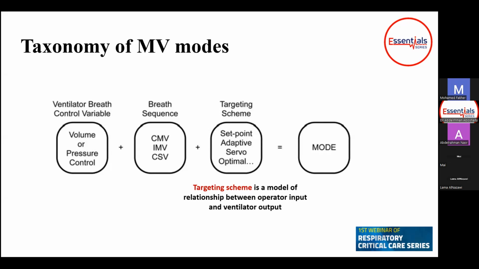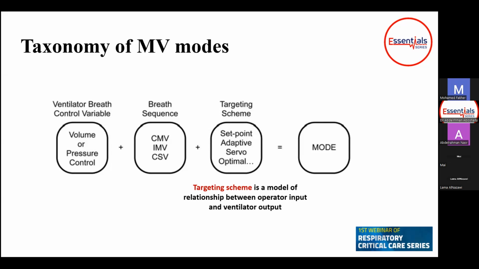But we have another targeting scheme that is related to our topic today, which is called the adaptive targeting scheme. What is the adaptive targeting scheme? It is when the limit variable, which is the pressure, is automatically adjusted over several breaths, without any change from the doctor, to maintain the target volume. So there is a pressure limit, and this pressure limit is not fixed. It increases or decreases according to the lung compliance and changes in resistance in the patient's condition. So it adapts itself to what happens inside the patient. And most of the modes that we refer to as dual control are actually not dual control. They are adaptive control. Okay.